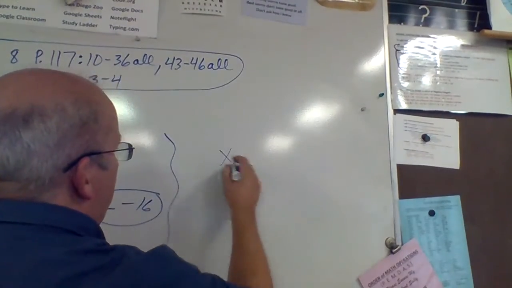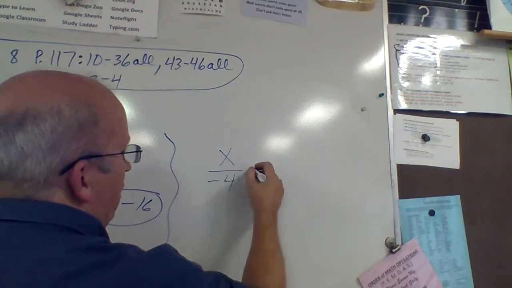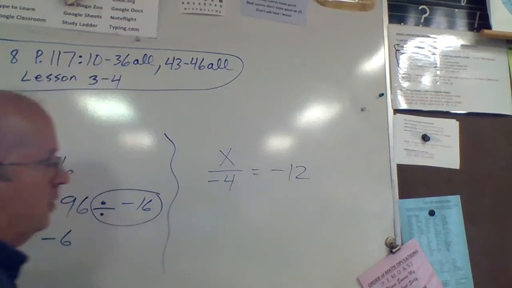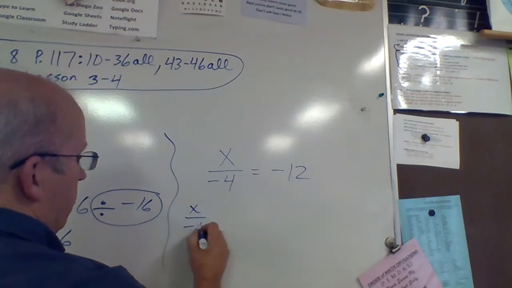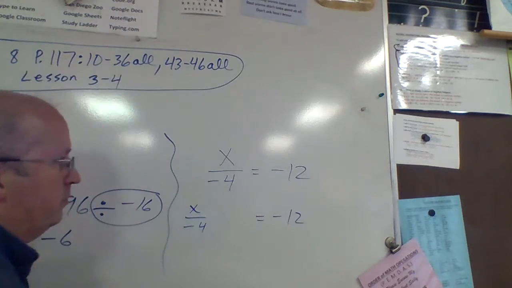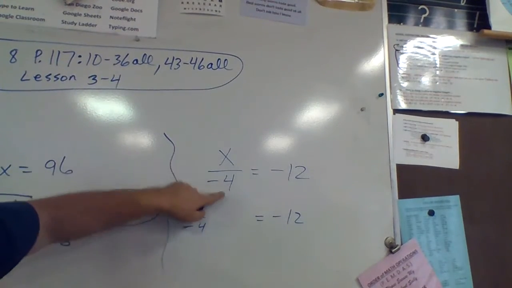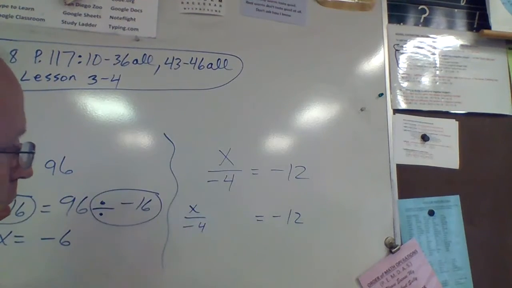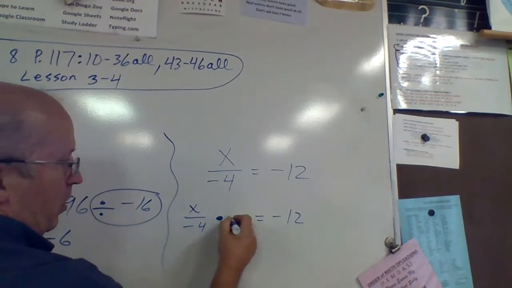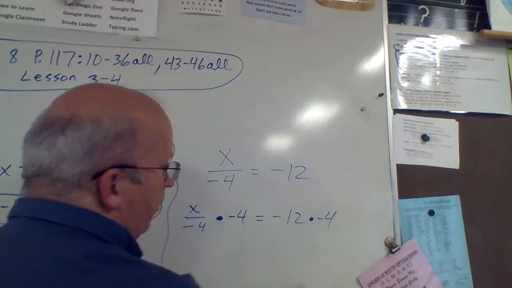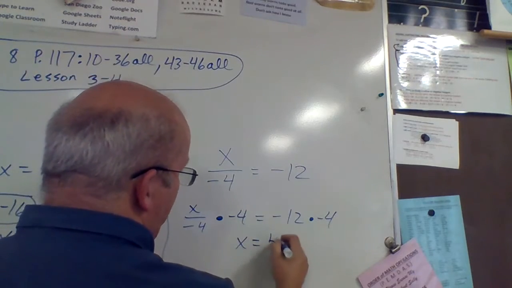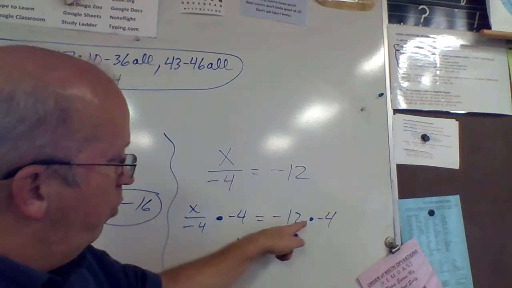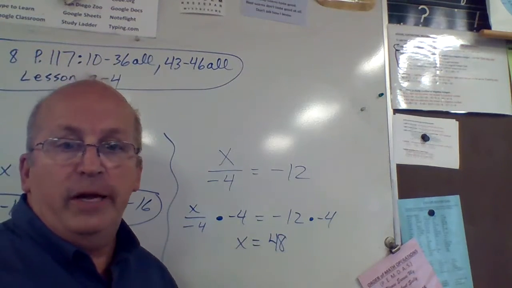Next problem. What if I have the following? X divided by negative 4 equals negative 12. And somebody says to me, find the value of x. Well, again, I'm going to rewrite the problem, and then I'm going to think about what's going on here. What is my variable x attached to? It's attached to this negative 4 by division. What's the opposite of dividing by negative 4? How about multiplying by negative 4? And I do it to both sides of the equation. And when I do it, I get an x value of positive 48, because negative 12 times negative 4 is a positive 48.